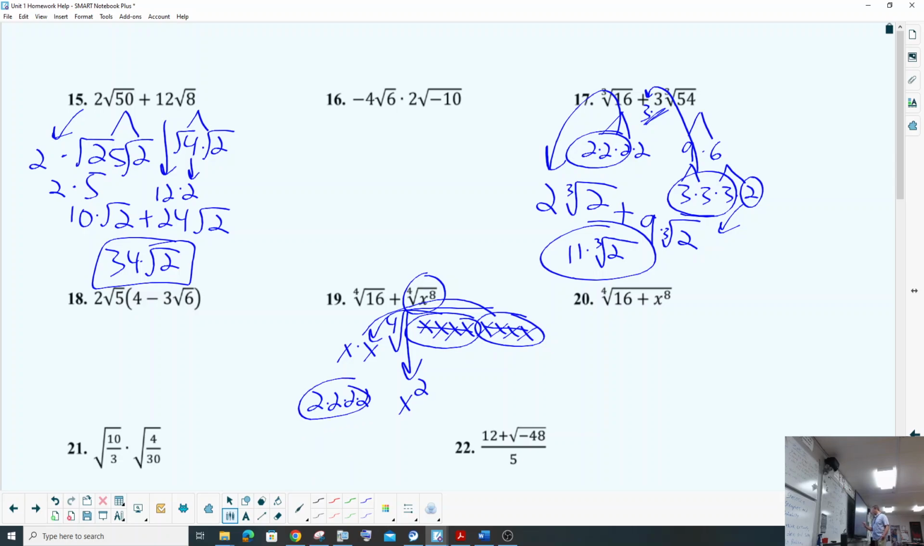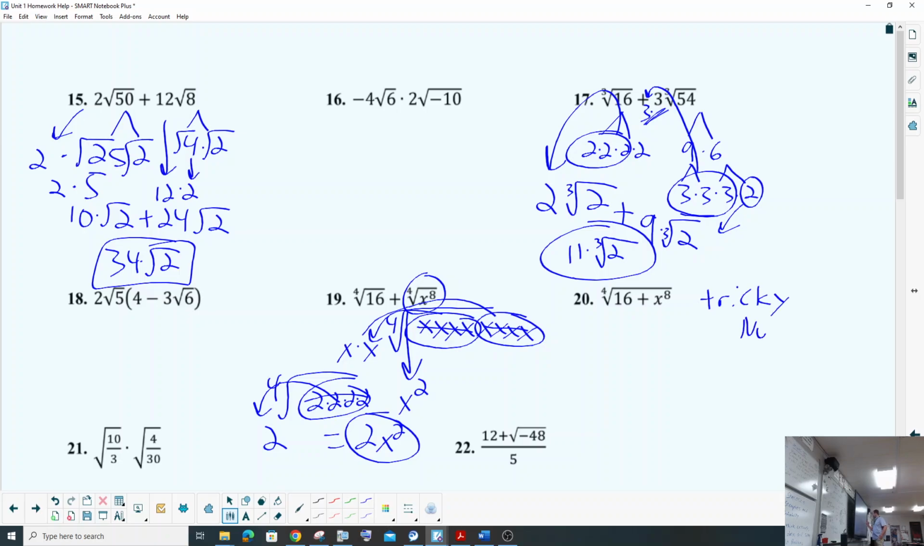Okay, so one of those, cross it out, one of those is going to come out. What? Our final answer is just 2x squared? Nice. So 2x squared is our answer there. Number 19. 20, tricky now.